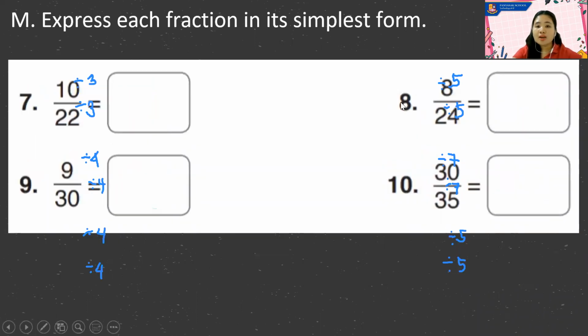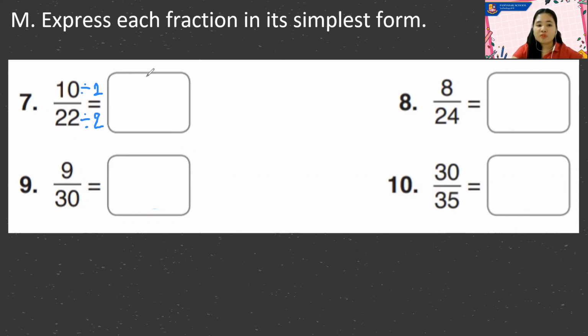Next, let's go to number 7. What can we divide to 10 that we can divide to 22? We can both divide it by 2. 10 divided by 2, the answer is 5. Good job. Then 22 divided by 2. What is the answer? That is 11. So number 7 is 5/11.